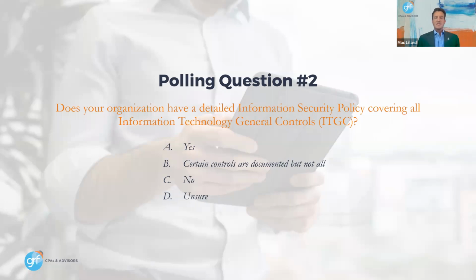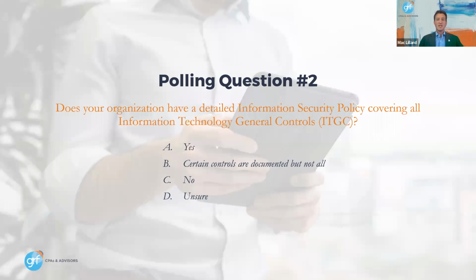All right, well, it looks like these numbers aren't too surprising. For those of you who answered yes, that's great to see. Very happy that you've been proactive in documenting those controls. For those of you who answered any of the other items, that is kind of par for the course.